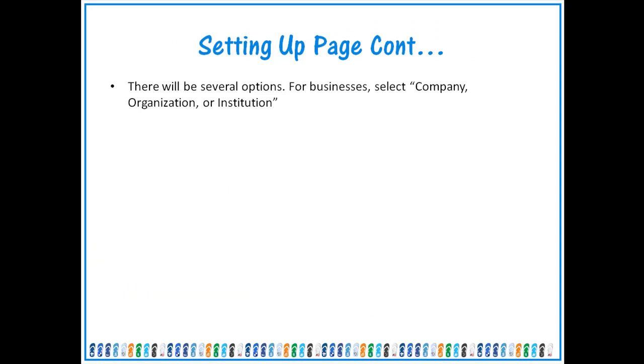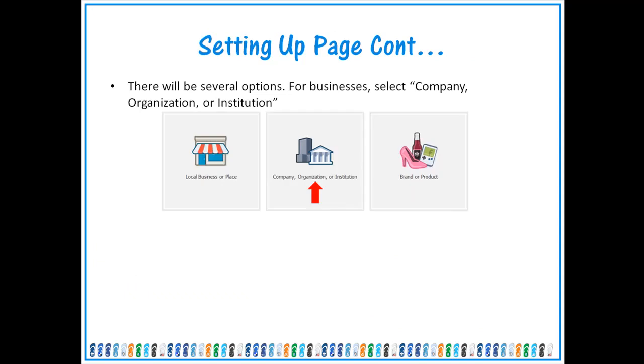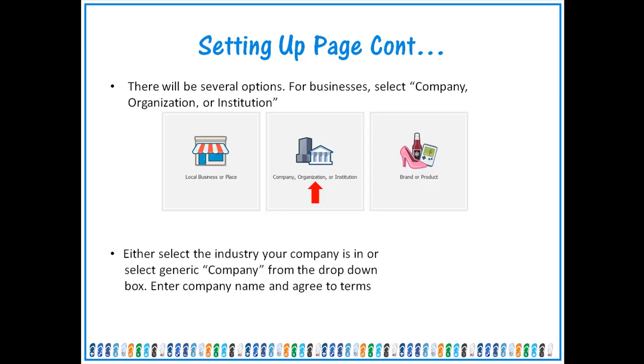And then there's going to be several options here for business, company, organization, whatever it may be. So let's just say, for example's sake, we're going to set up a company or an organization. So this is exactly what it looks like after you click the advertising button or the create page. So now you would click here and select the industry of your company.